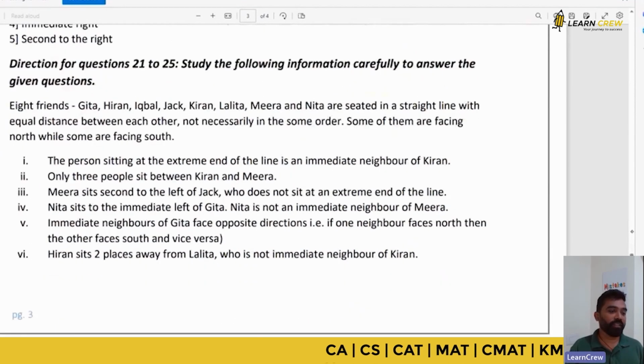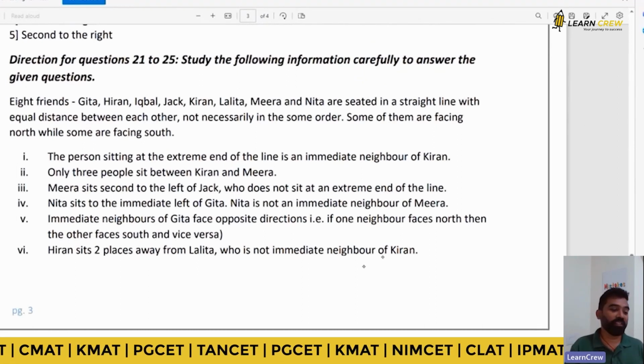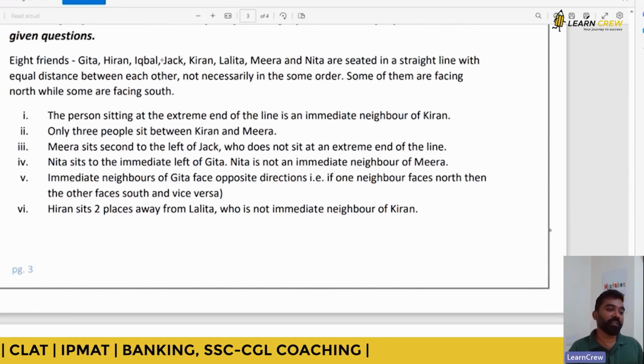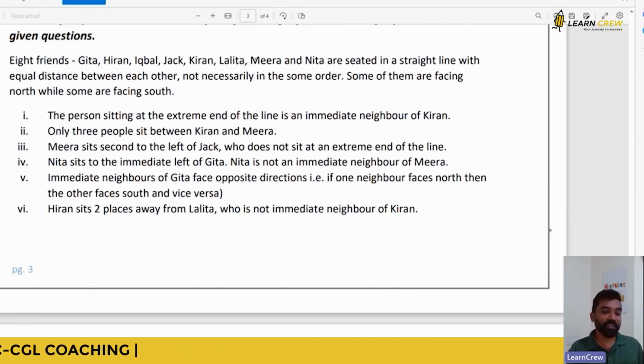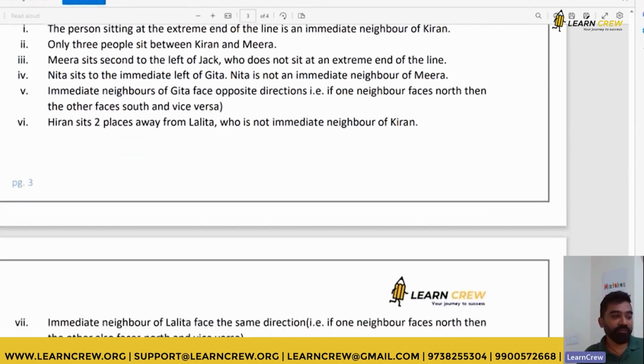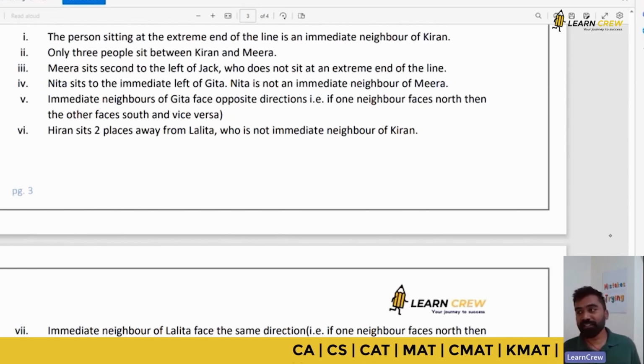Clear? Okay. Now 21 to 25. The question is going to be in both directions. Okay. 8 friends: Geeta, Hiran, Iqbal, Jack, Kiran, Lalita, Meera and Neeta are seated in a straight line with equal distance between each other, not necessarily in the same order. Some of them are facing north while some of them are facing south. It is not unidirection; it is multi-direction in a single row. Now here are the given statements regarding that. Go through them and start creating the diagram.